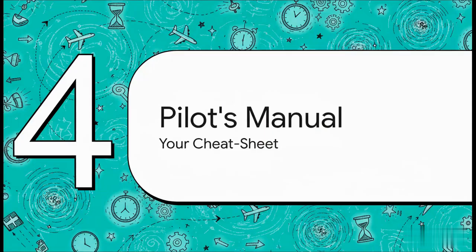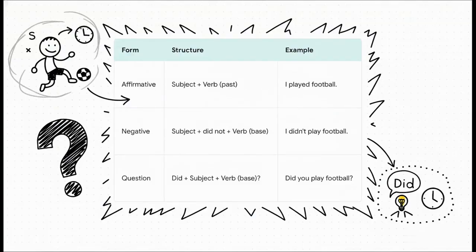Whew, we have covered a lot of ground. So let's pull all this together into one simple, handy reference guide. Think of this as your pilot's manual for the time machine. Okay, this table right here is your cheat sheet. It boils everything down. Remember the core idea. For a positive statement, you change the verb to the past. But for negatives and questions, you just use didn't or did, and the main verb stays in its simple base form. That is the whole system right there.